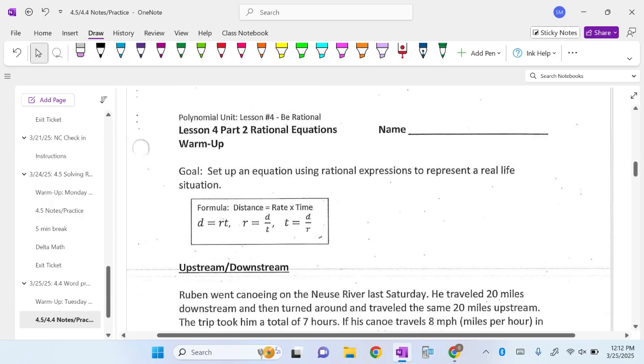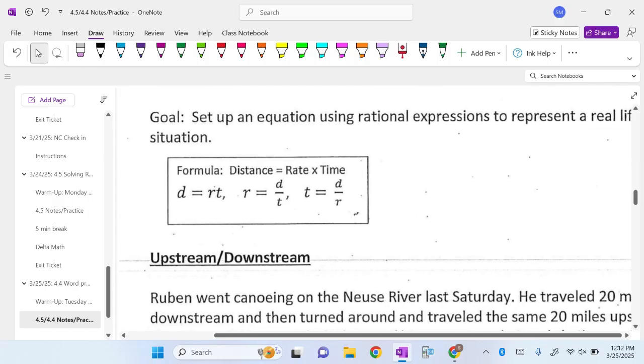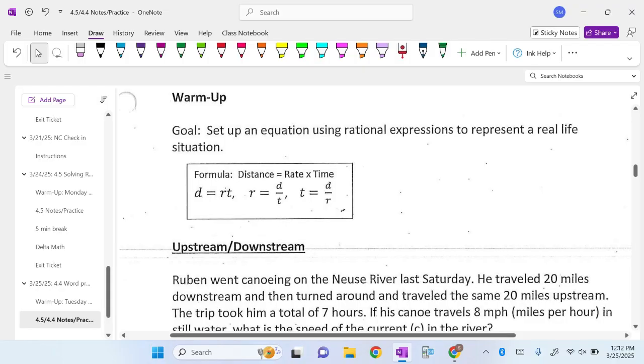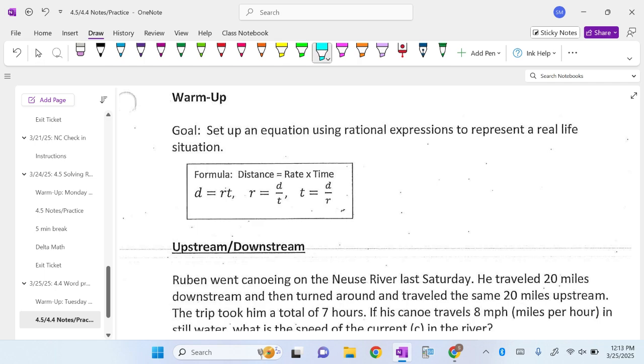So a lot of rational equations that you're going to be dealing with have to do with distance, rate, and time. So the distance formula. You probably learned this back in physical science or one of your science classes at some point. You may have also learned it in one of your earlier math classes. But just to recap, distance is equal to rate times time. So how fast you're going and how long it takes you to go. That's how you can calculate how far you went.